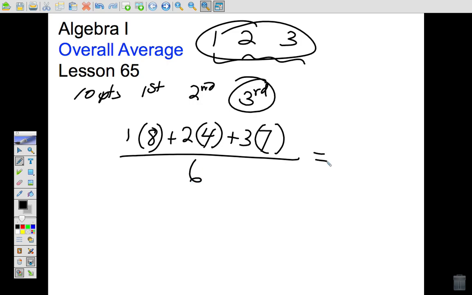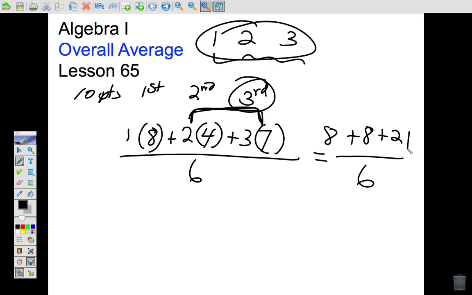Now, obviously, which test is carrying more weight? Well, it's the third test, but if you really look at this, these 2 tests are carrying a lot of weight because they have a weight of 5 out of the 6 possible weights. So let's see, 1 times 8 is 8, plus 8 plus 21.